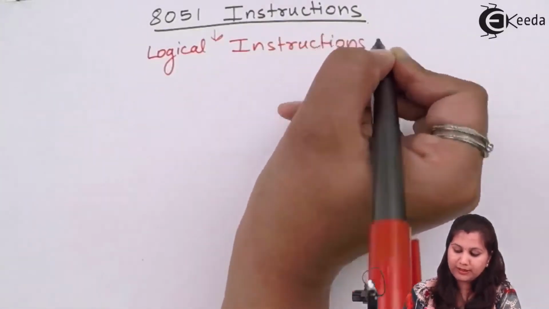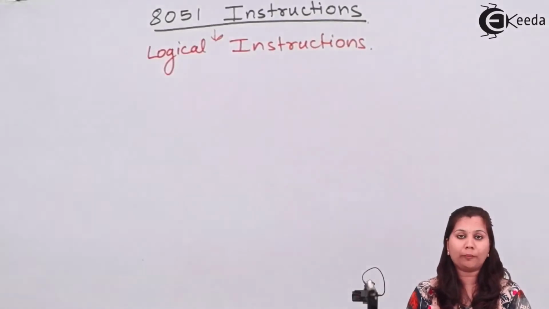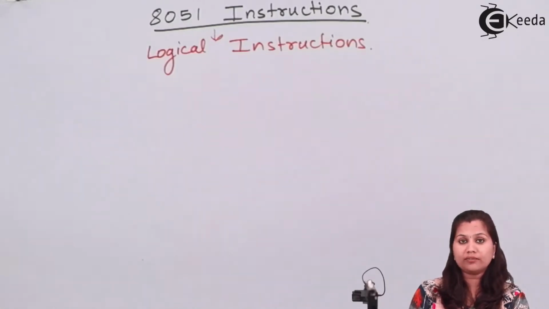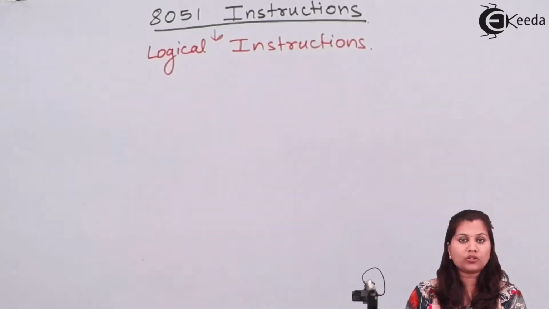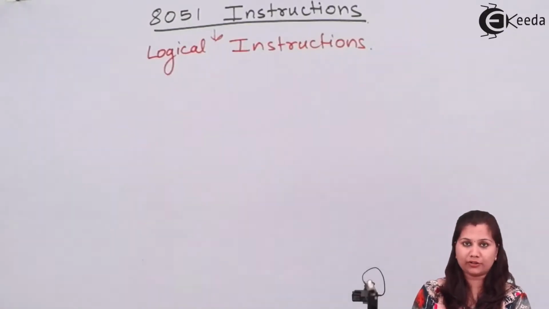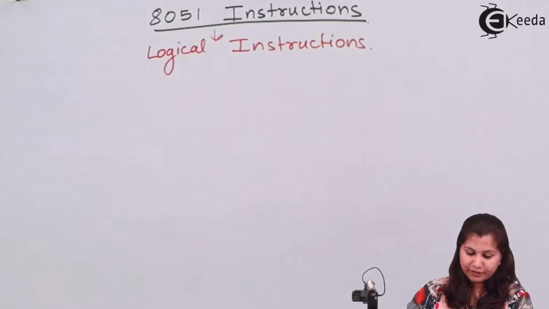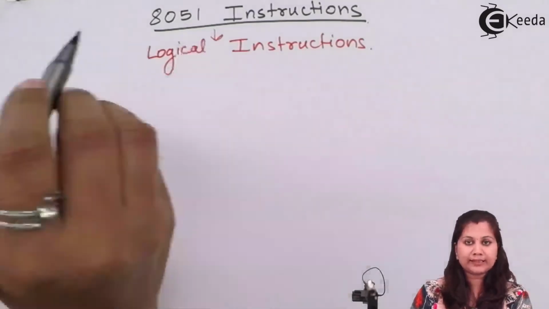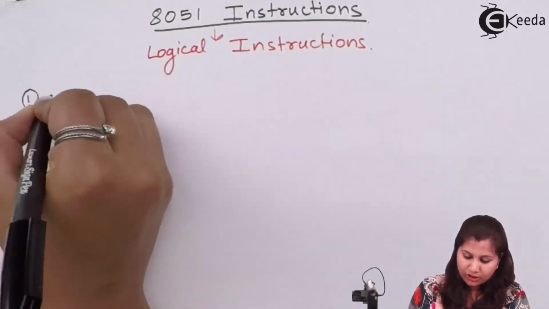These logical instructions perform operations like logical AND, logical OR, logical NOT, and logical exclusive OR. All these logical operations are performed by the logical instructions. The first instruction which comes under this category is logical AND.